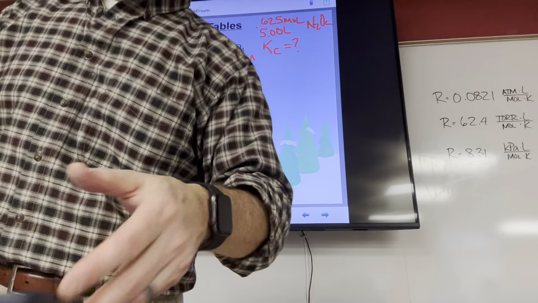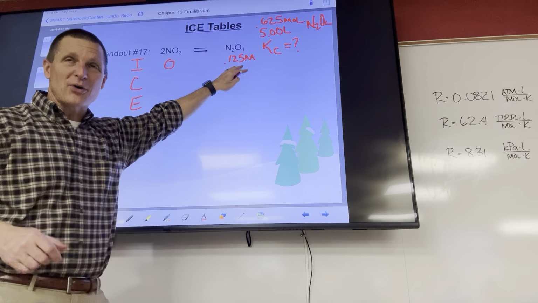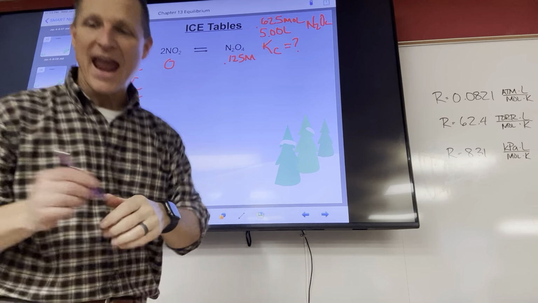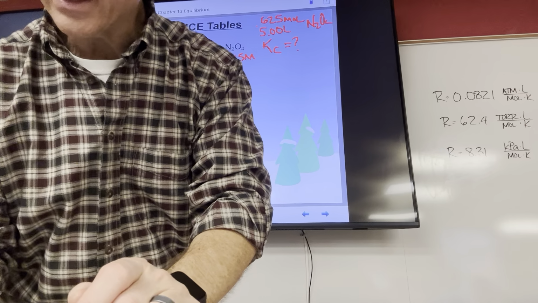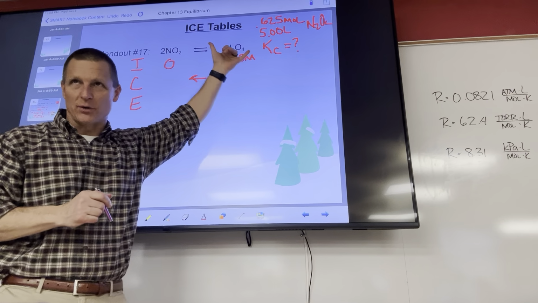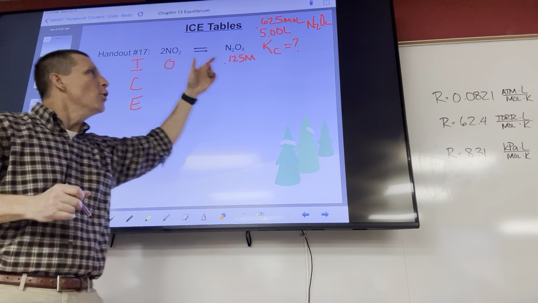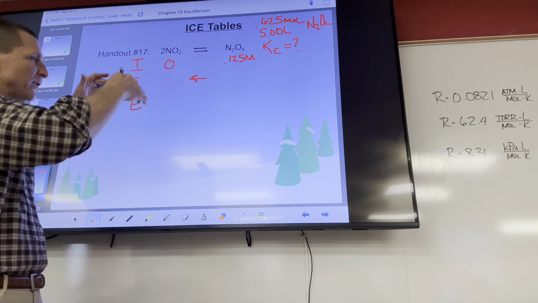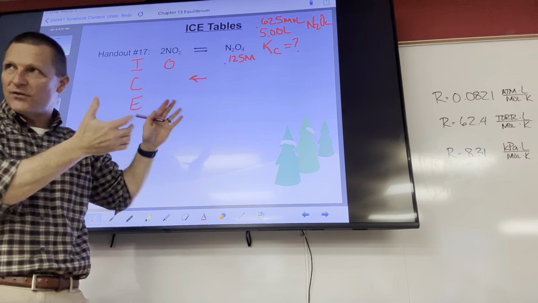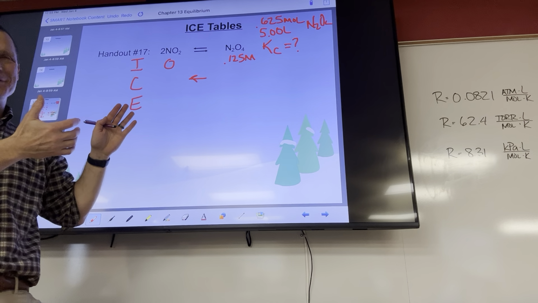Now, what I want you to see on this problem is we only start with product in there, and there is no reactant. So the reaction is going to have to go this way. Do not turn the chemical equation around. Never turn the chemical equation around. Whatever you're given and you're asked to come up with a K value for a reaction, use the chemical equation that you're given in the problem. You'll be sorry if you don't.